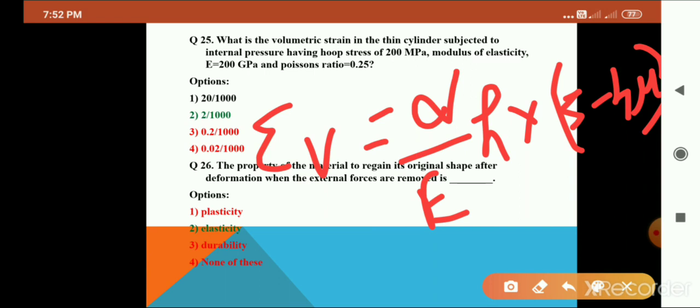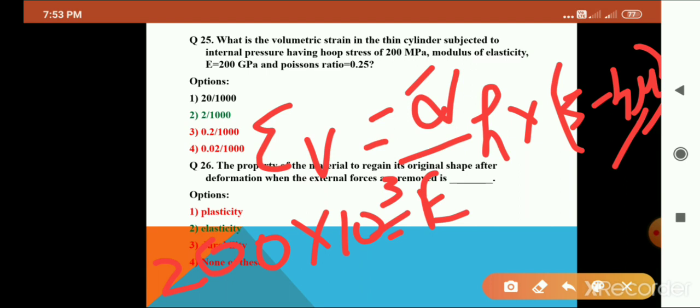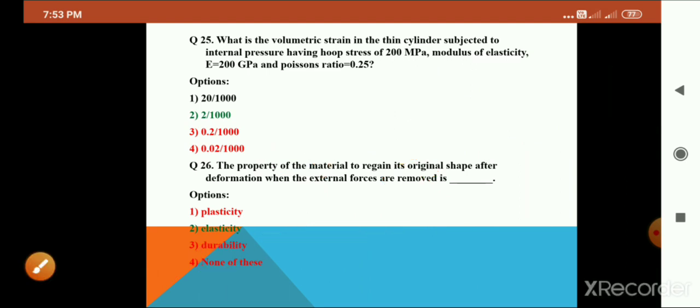So put all the values. Hoop stress we know is 200 megapascal, and E we also know is 200 gigapascal. Convert gigapascal to megapascal, so 200 into 10 cube. Then put the value of mu. We all know the value of mu is 0.25. So from the final expression, we will get the final answer as option 2 by 1000.